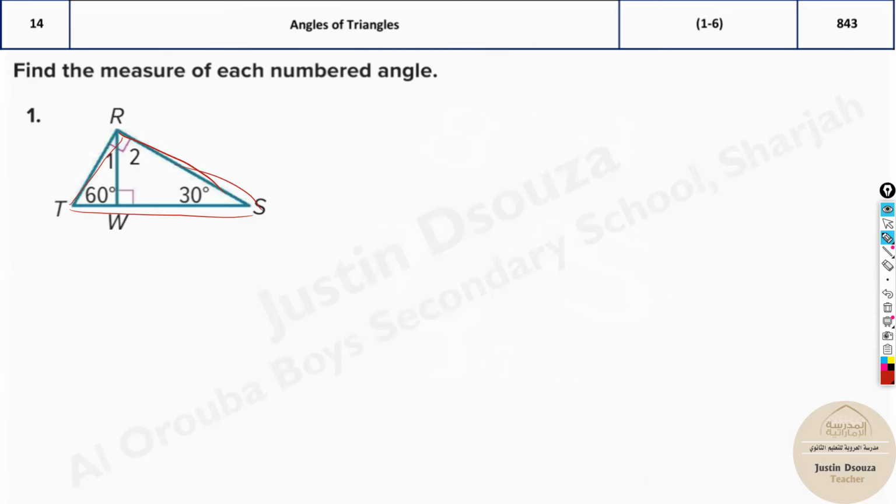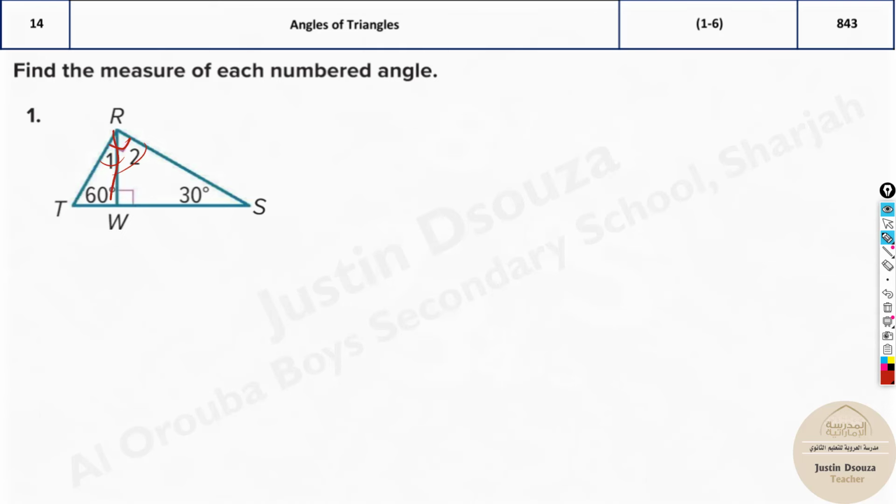From the triangle angle sum theorem, what it says is any triangle, if you sum the total angles at the vertices, you must get 180 degrees. Here, if you add 60 and 30, it's 90, and this is 90. Yes, makes sense. And they have told this is already 90. But how much is 1 and 2? We do not know, right?